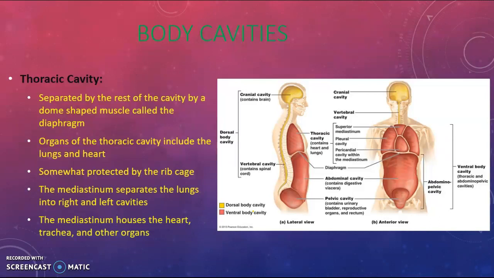So first, let's talk about the thoracic cavity. So we're looking at the thoracic cavity here, which is, there you go, part of the ventral body cavity. So all of this is what we're looking at right here. Organs of the thoracic cavity include the lungs and the heart, and it's somewhat protected by the rib cage.